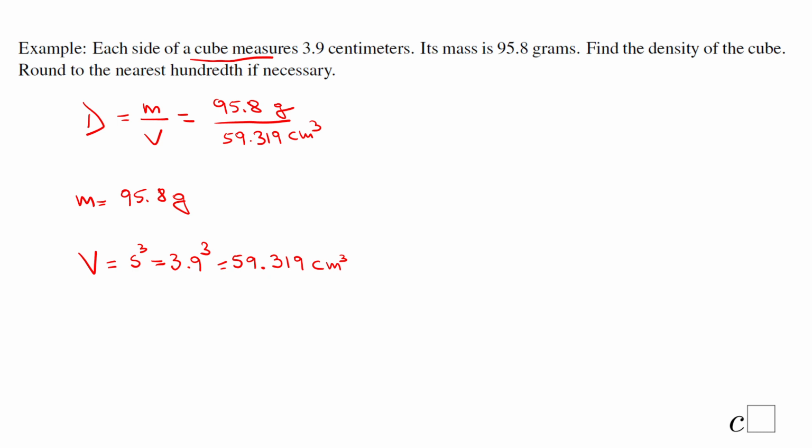And let's do this division. 95.8 divided by 59.319. And that will be 1 point, rounded to the nearest hundredth. So I'm going to round it to the nearest hundredth. 1.61. That I will write as grams per cubic centimeter. This is the answer for this problem.